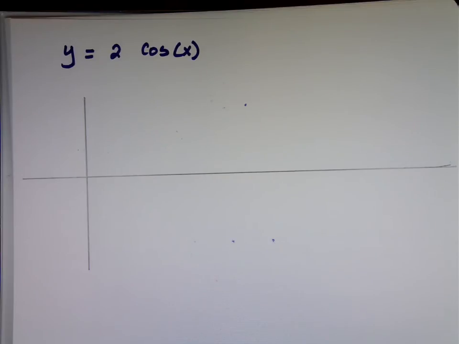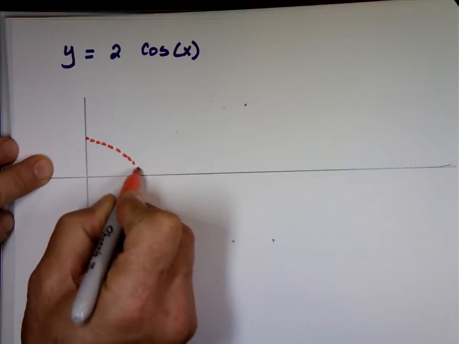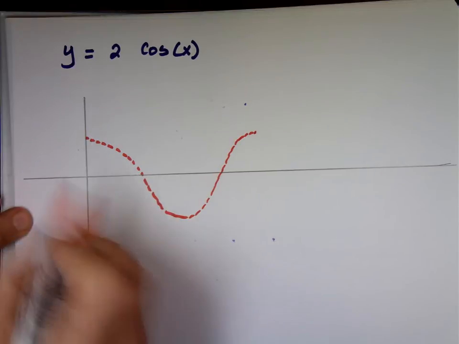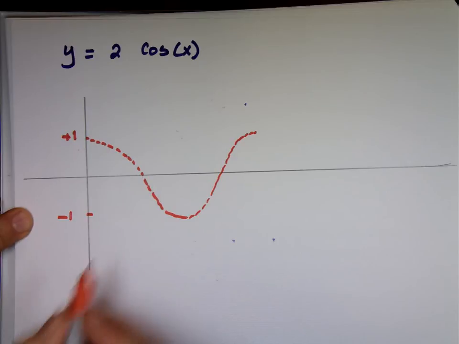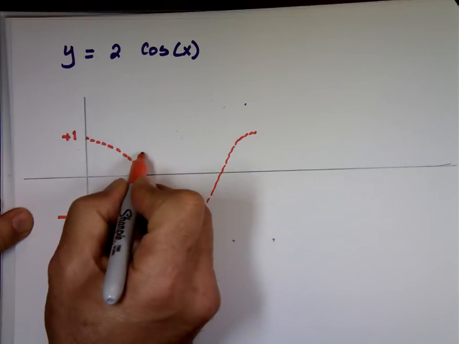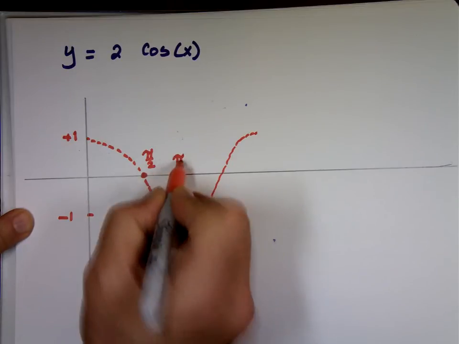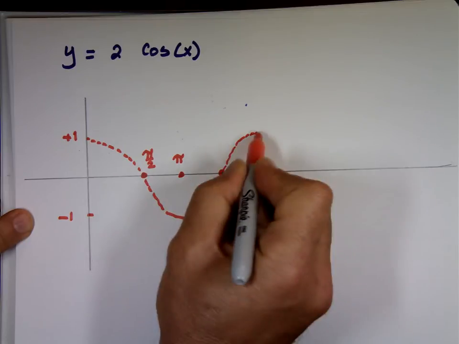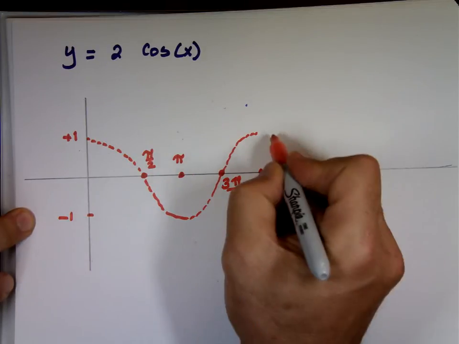So let's begin with the cosine of x. It looks like the Karate Kid. Remember that? I'm going to use a dotted line for that because that's not the answer to my problem. This is the plus 1, and the bottom here is what? The minus 1. This value is what? Pi over 2. This value is pi. This point, 3 pi over 2. And the last one is what? 2 pi. Again, the orange color that you see there is just cosine of x, not the 2.